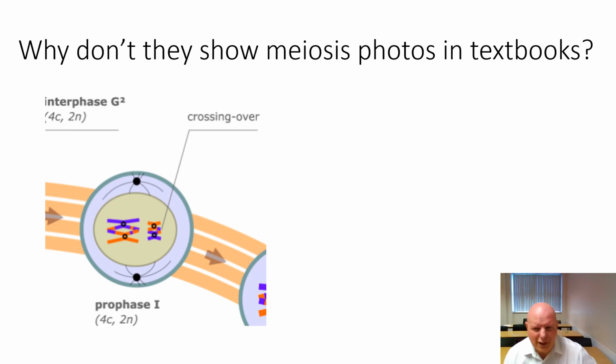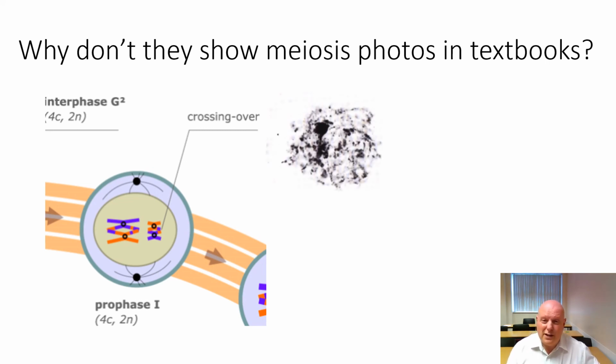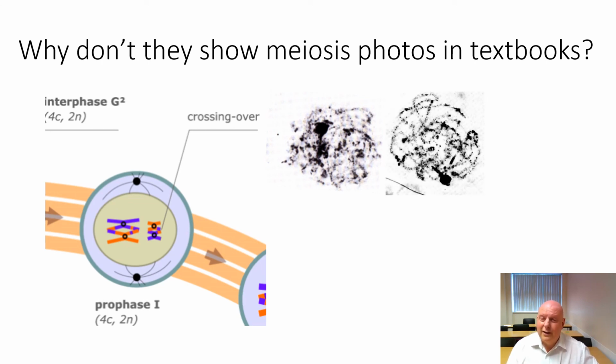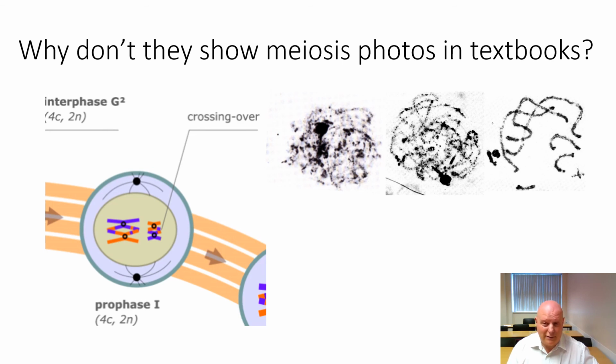So why don't they show meiosis photos in textbooks? The answer is because they look an absolute mess. You see this beautiful diagram with crisp, well-formed chromosomes. This is what they look like in early prophase. And they don't get clearer until much later.